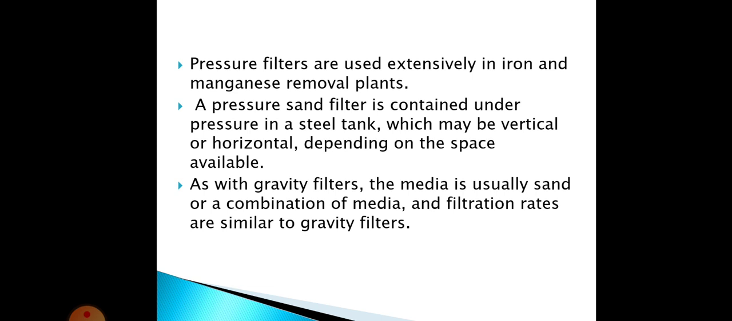The tank may be either the horizontal type or the vertical type, and the diameter of the vertical type of tank varies from 2 to 2.5 meters, and the length varies from 2.5 to 8 meters. As with gravity filters, the media is usually sand or a combination of media. It can be sand plus gravel or other materials, or simply sand. And here again the filtration rates are almost similar to those of a rapid gravity filter.